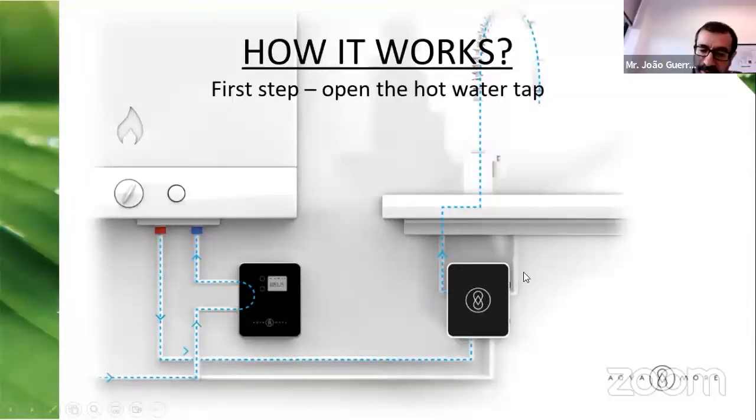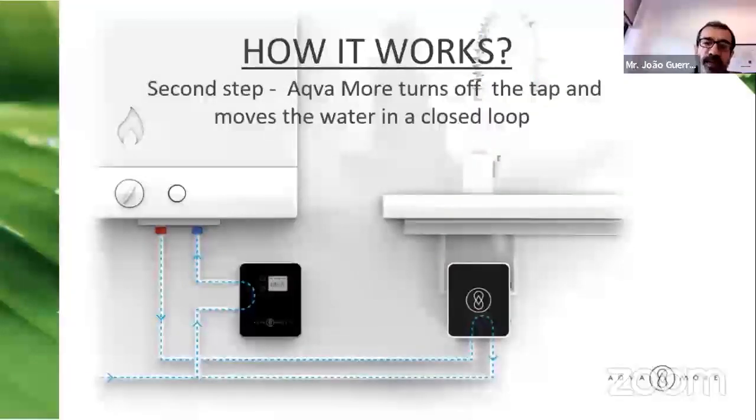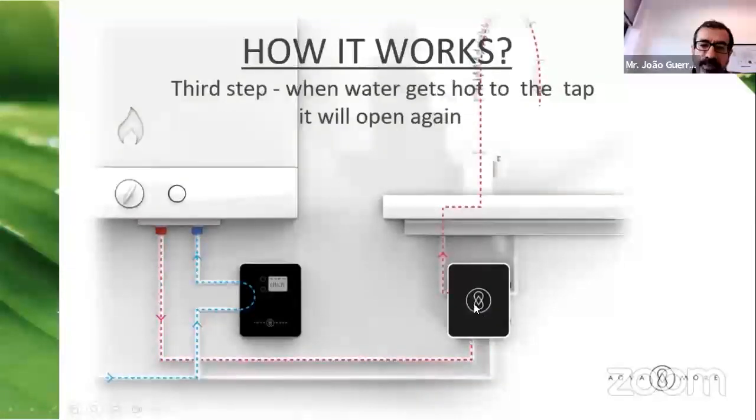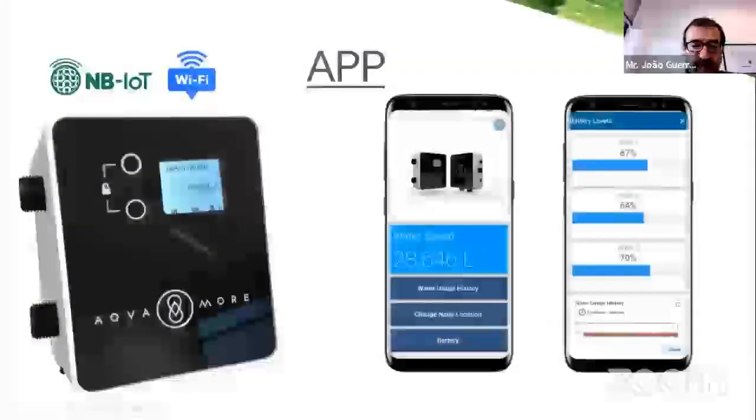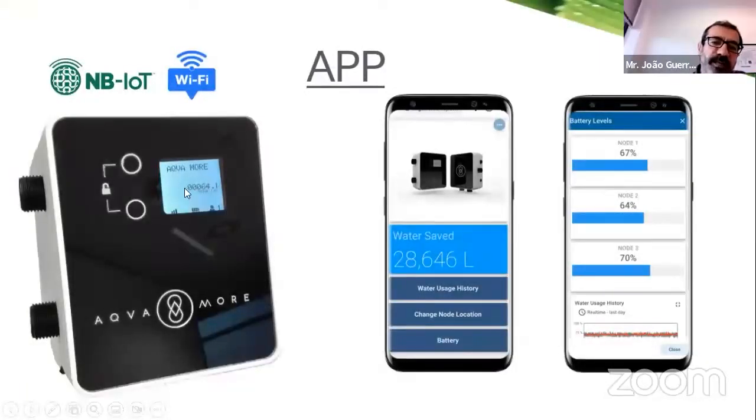Just open the tap, the machine will close your tap and send the water around a loop using the pipe that you have in your place. You don't need works. Third step, when the hot water arrives and reaches the temperature that you set before, the tap will open again. Every time we do this and we save water, Aquamore keeps a count of the water that you saved, and you can see it here or on your mobile or on your computer.